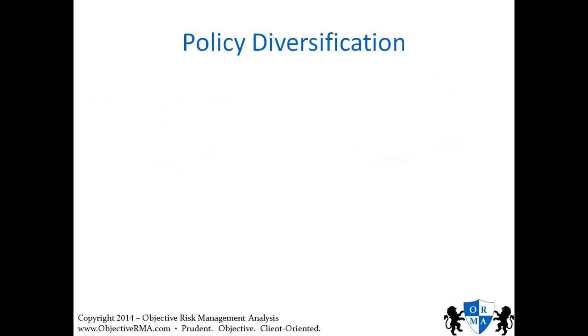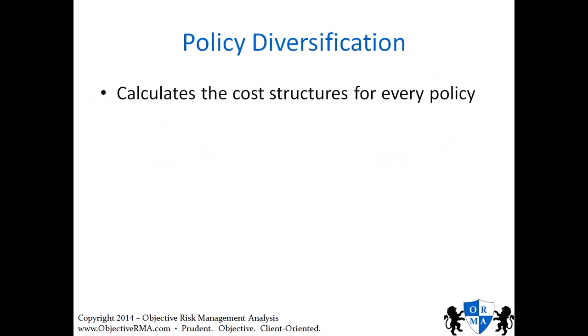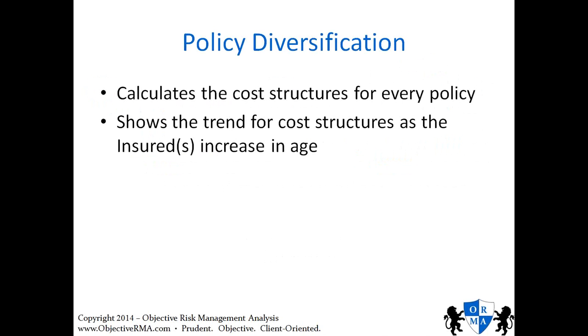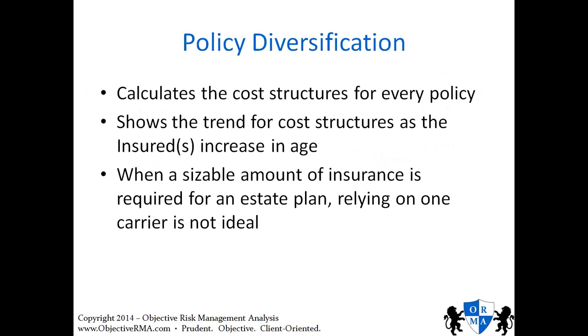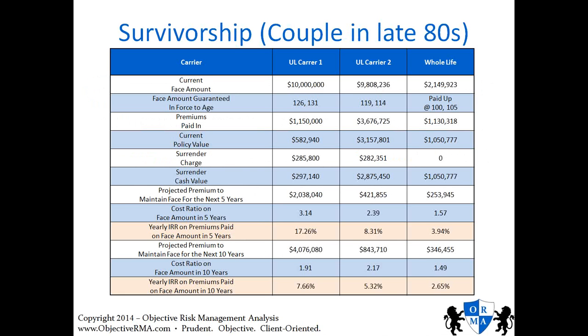A policy diversification calculates, if you have multiple policies, say 3 policies, and you don't know which one is the most efficient, the cost structure for every policy, and shows what the trends are doing for the cost structures as the insureds get older. When you have a sizable amount of insurance for an estate plan, relying on just one carrier is not ideal. With this diversification analysis, I'll put together a table that looks something like this, and you can see the different carriers and what the face amounts are.